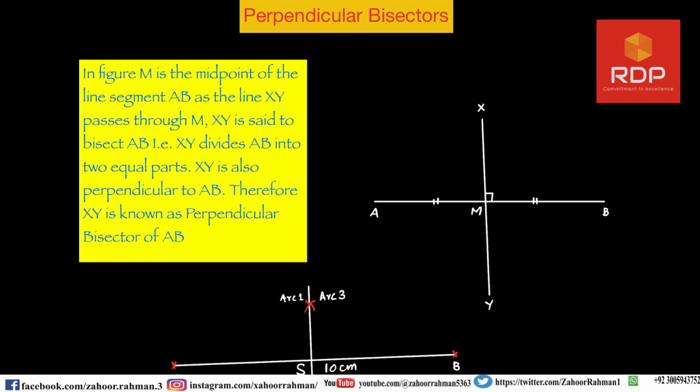As you can see very clearly inside the figure, XY is dividing the line AB perpendicularly. This sign shows that they are at 90 degrees to each other. That was the general information I was giving to you, but how practically will we do the bisection?